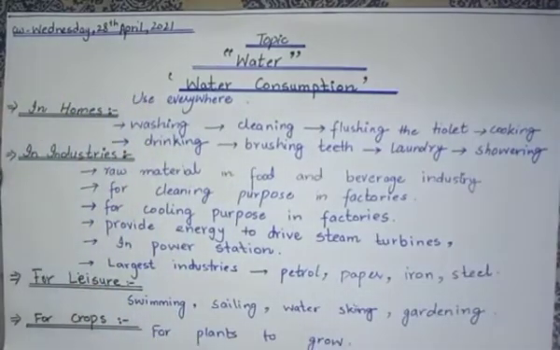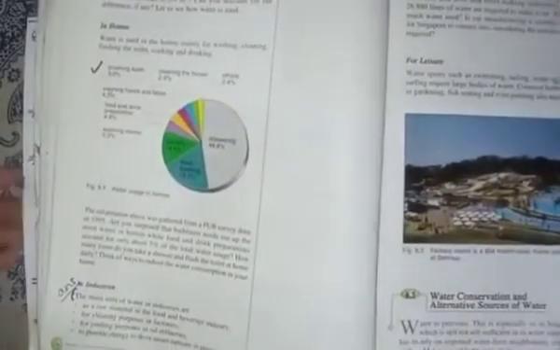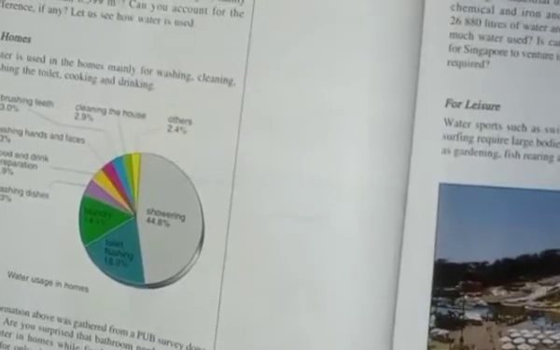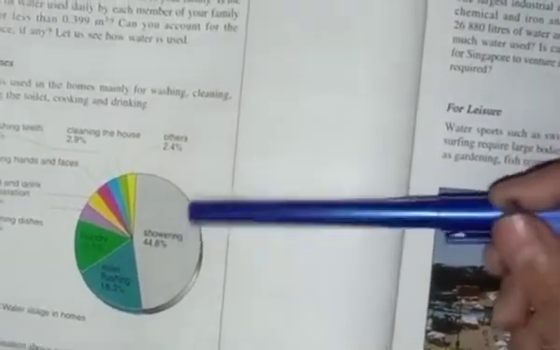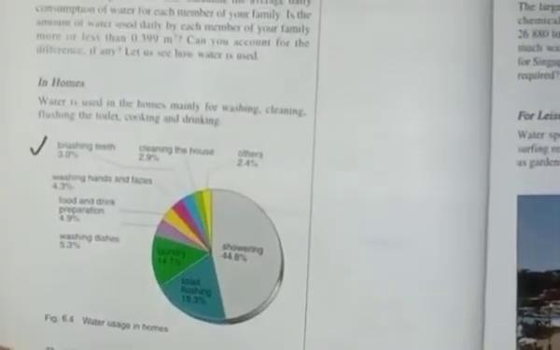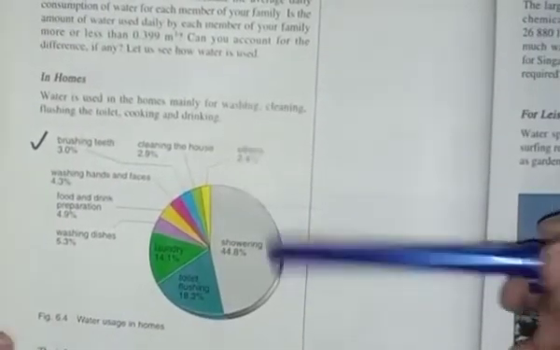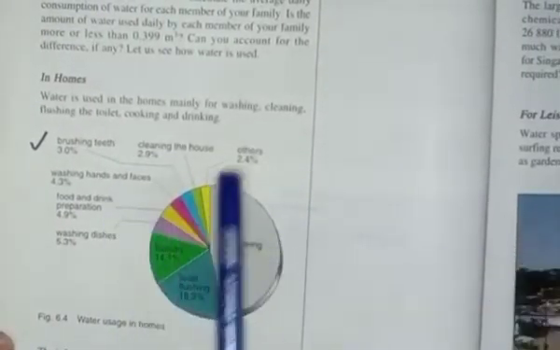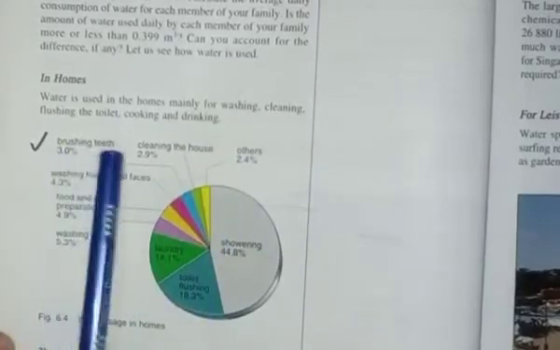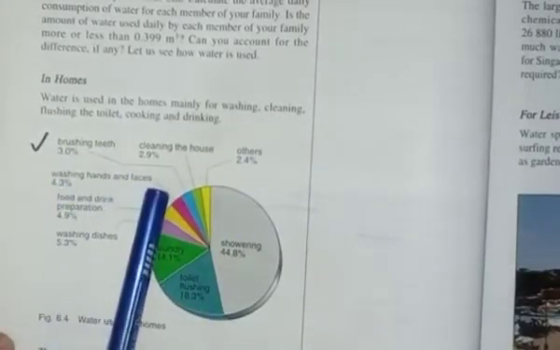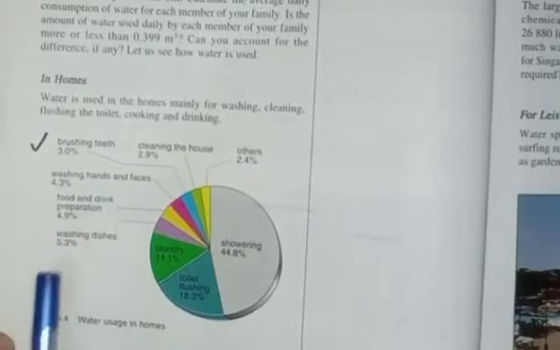Now students, open your book, Lower Secondary Science 2, page number 56. Here is the diagram which shows us the consumption of water in our homes. Students, this diagram explains that we use water for showering, cleaning the house, brushing teeth, washing hands and faces, food and drink preparation, washing dishes, laundry, and toilet flushing.